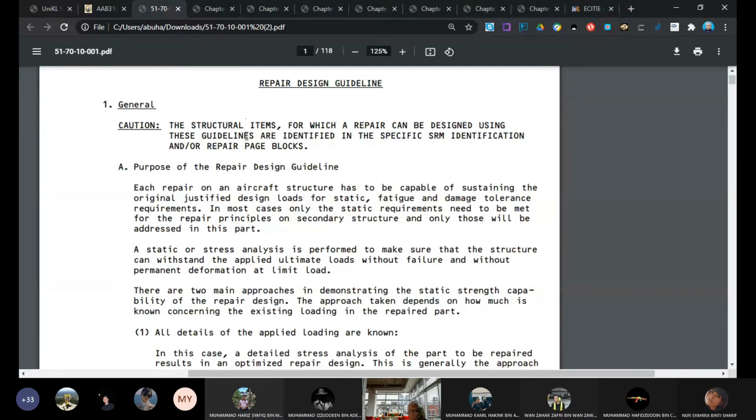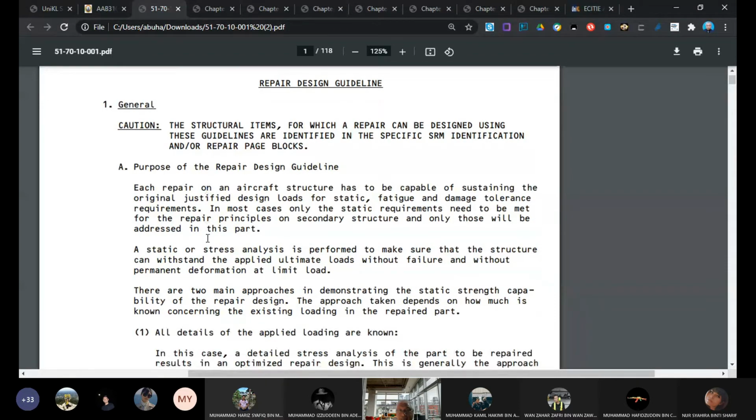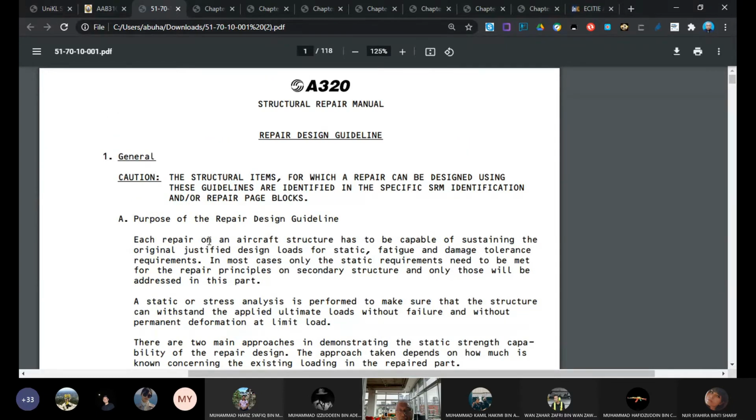Okay, let's look at here slowly. Like any other manual, there's a caution, there's a warning, there's notes. So here you can see the caution. And you can see the purpose of repair design guideline. Okay, you can see the concept here. You can read.